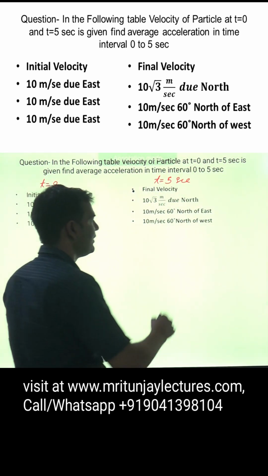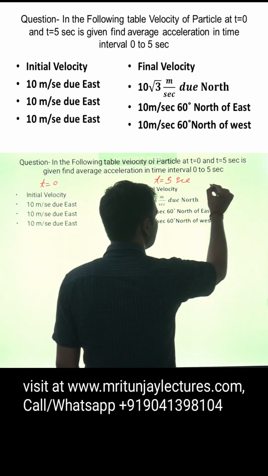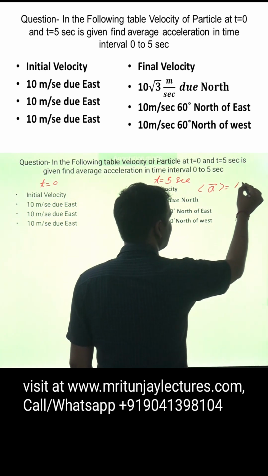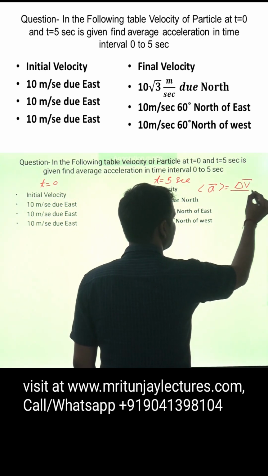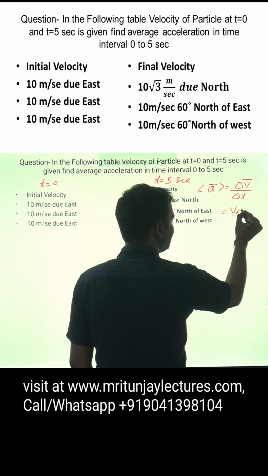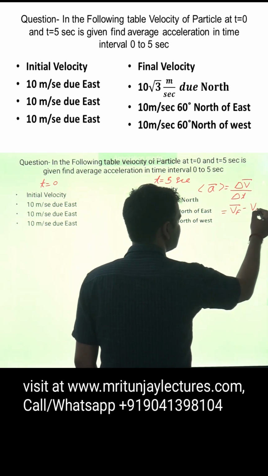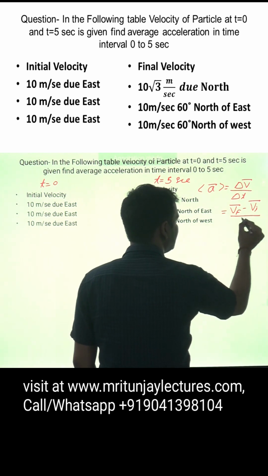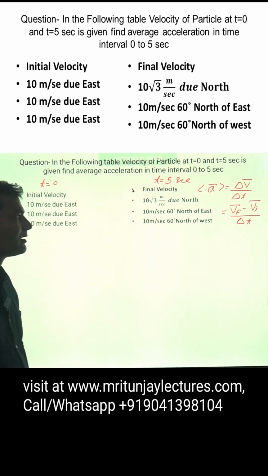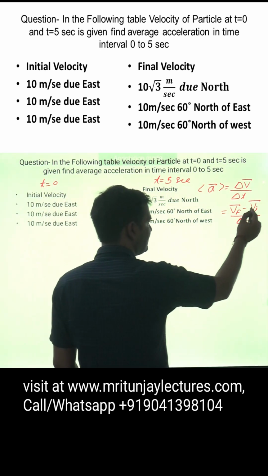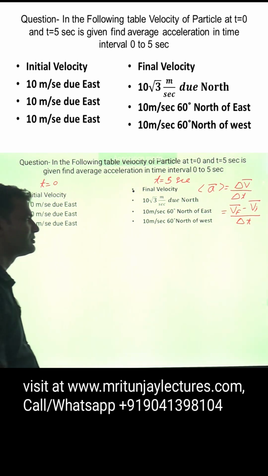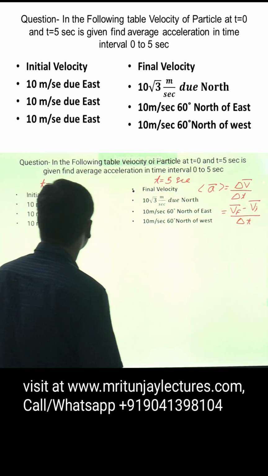Our motto: determine average acceleration, which is written as delta v divided by delta t, and delta v is written as final velocity minus initial velocity, divided by delta t. Clear or not? So first of all, determine the final velocity and the initial velocity.